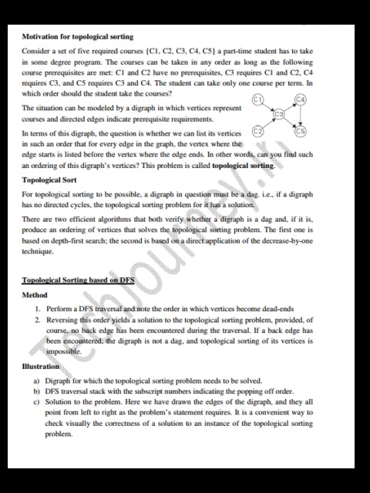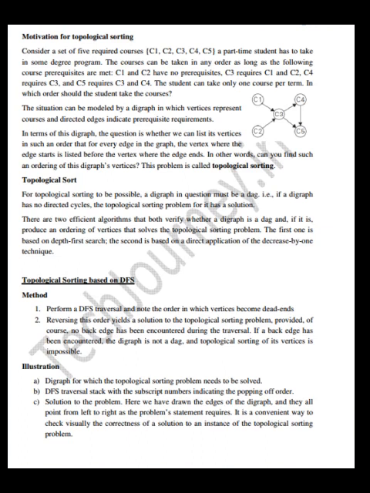One, perform a DFS traversal and note the order in which the vertices become dead ends. Reversing this order yields a solution to the topological sorting problem, provided, of course, no back edge has been encountered during the traversal. If a back edge has been encountered, the digraph is not a DAG and topological sorting of its vertices is impossible. Now let us see the illustration.